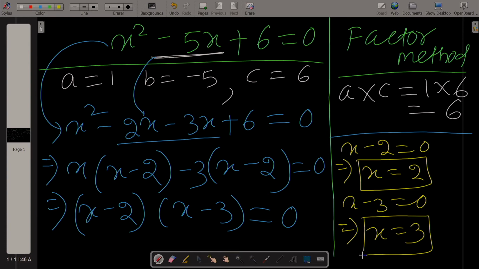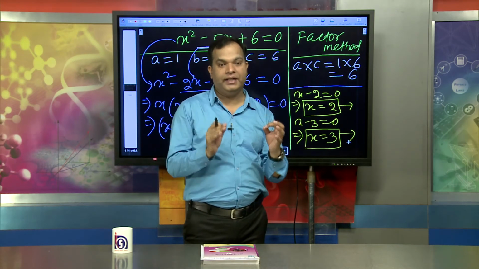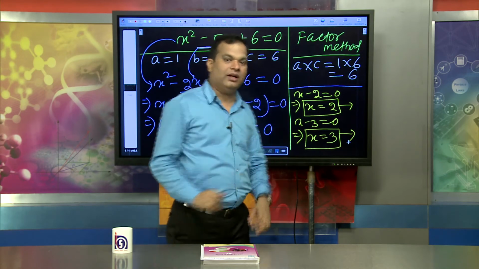That means I can say x equal to 2 is one solution, and x equal to 3 is the other solution. A very important part of the quadratic equation is that we can verify whether my solution is right or wrong. That is the self-verification technique you can apply.